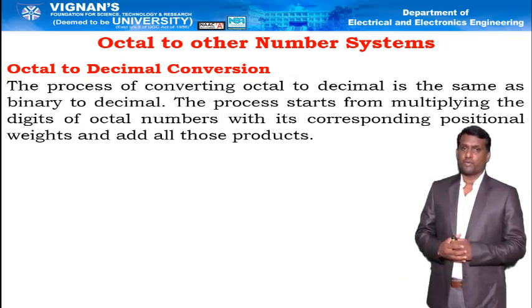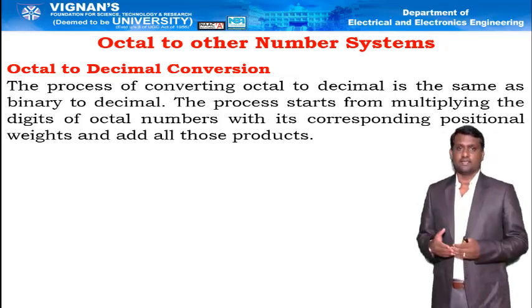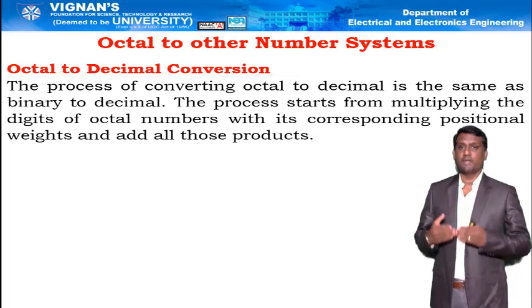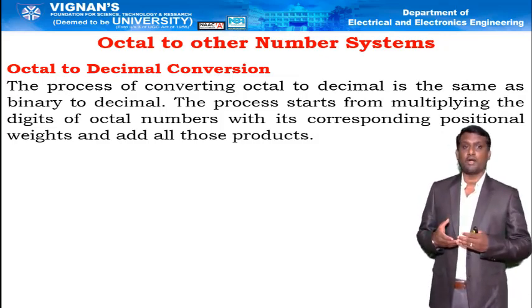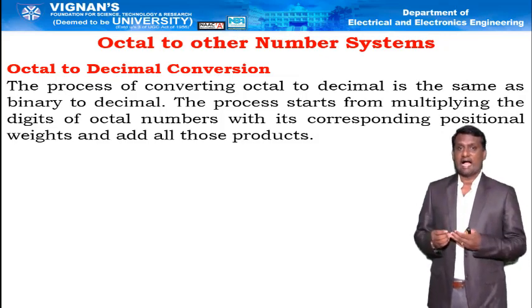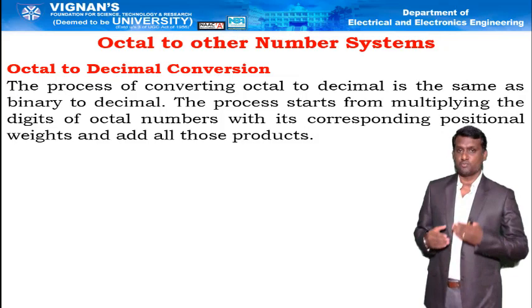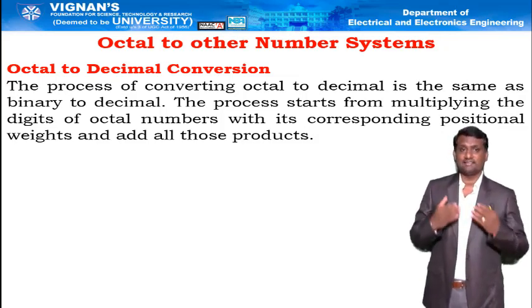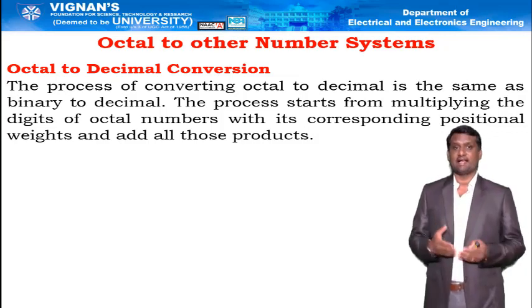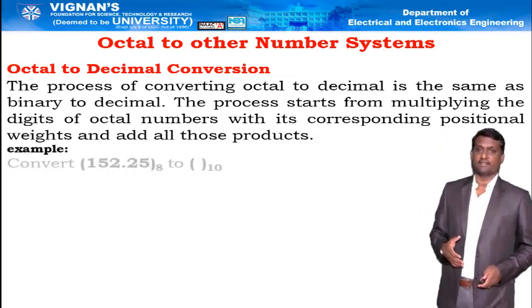The process of converting octal to decimal is the same as binary to decimal. That is, the process starts from multiplying the digits of the octal number with its corresponding positional weight and adding all those products. We will see this with an example.